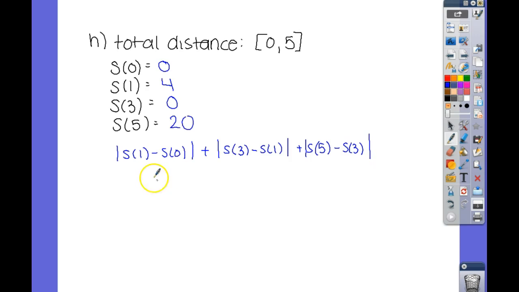So here, 1 minus 0, absolute value is 4. 3 minus 1 is negative 4, but absolute value makes it 4. 5 minus 3 is 20, absolute value makes it 20. So you get 28 meters.